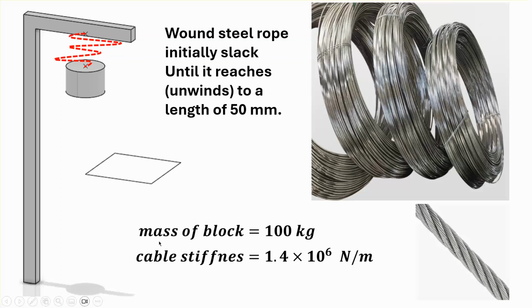So here are the actual values that I'm going to be using. The mass of the block is 100 kilogram. I call it block, but it's really a cylinder here. And the cable stiffness is given to be this number. Remember, I can use some elementary formulas from strength of material. For example, if you have a rope or a bar under tension, the stiffness of it is AE over L: area of cross section, E Young's modulus, over L, the length. But anyway, suppose that this is the stiffness of that cable in tension.